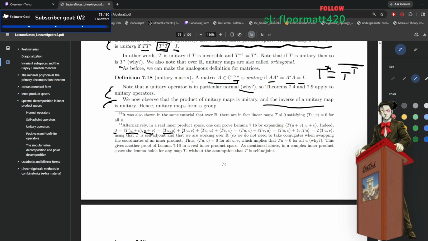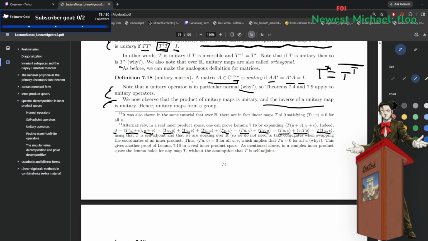which is <Tu,u> + <Tu,v> + <Tv,u> + <Tv,v>, which is equal to <Tu,v> + <Tv,u>, because <Tu,u> and <Tv,v> are 0. This is equal to <Tu,v> + <v,Tu>, equal to 2<Tu,v>, using that T is self-adjoint, and since we're working over the real numbers, we do not need to take conjugates when swapping the coordinates of an inner product. Thus, <Tu,v> is equal to 0 for all u, v, which implies that Tu is equal to 0 for all u. This gives another proof of lemma 7.16 in a real inner product space.